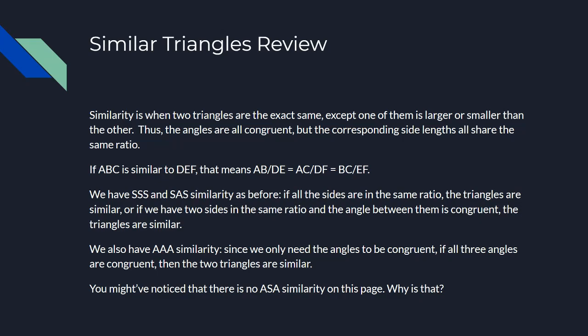And last week we also went over why there is no ASA similarity on this page, and that is because we only need two angles, so we don't need the S. The S is completely unnecessary. If we have two angles, we know that the third angle also has to be the same because 180 is the sum of all three angles in the triangle.